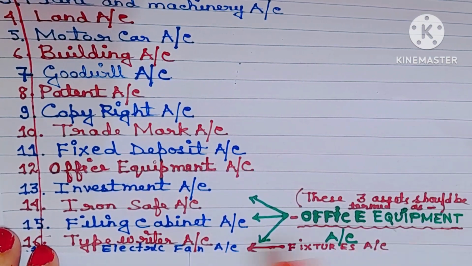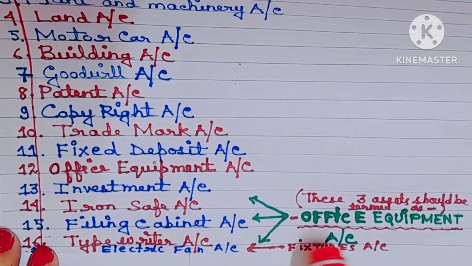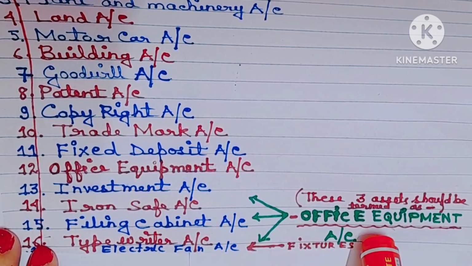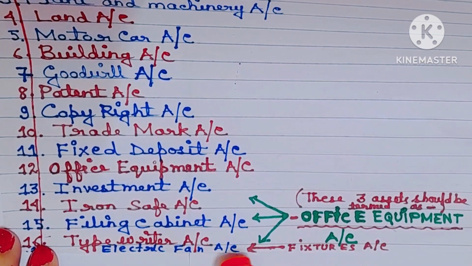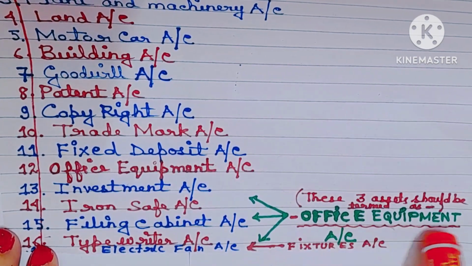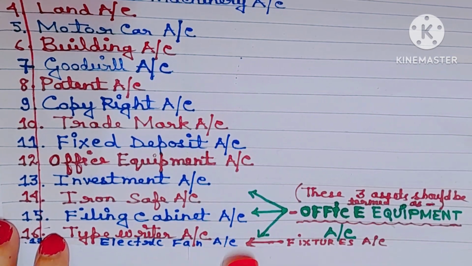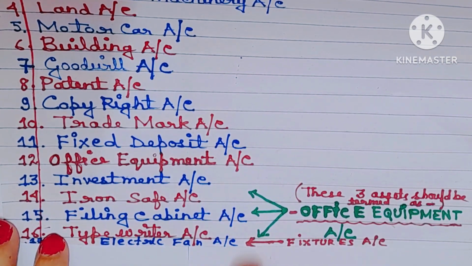Please remember, instead of iron safe account, you got to write office equipment account. Instead of filing cabinet account, you got to write office equipment account. Instead of typewriter account, you got to write office equipment account. Okay? Number 17, electric fan account. But you cannot write electric fan account in journal.